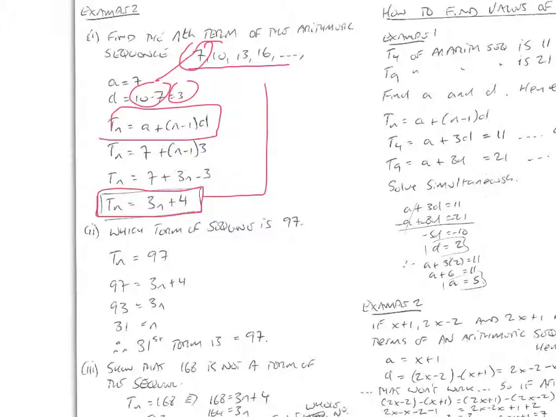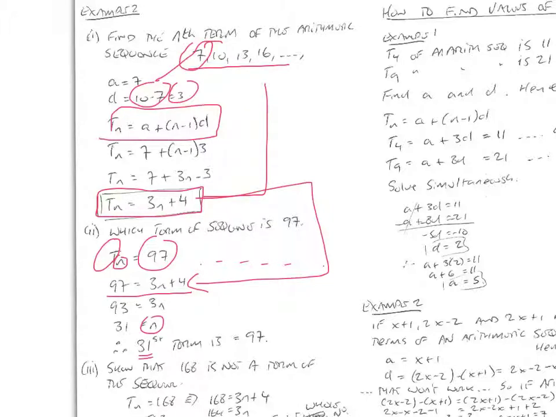Which term of the sequence is equal to 97? So what value of n gives a term value of 97? Tn is 97, but Tn is also equal to 3n plus 4. So 97 equals 3n plus 4. Solve for n. It's the 31st term that has a term value of 97.